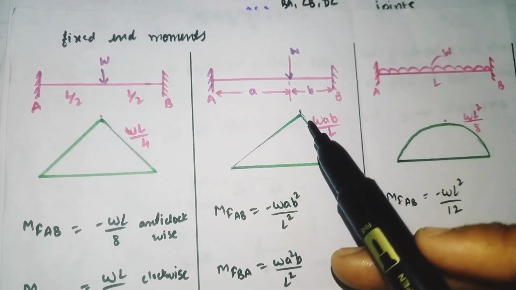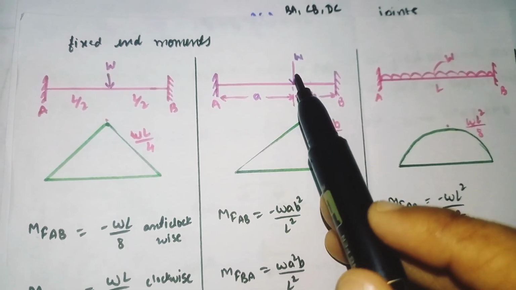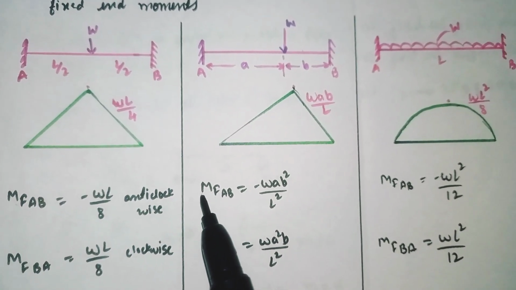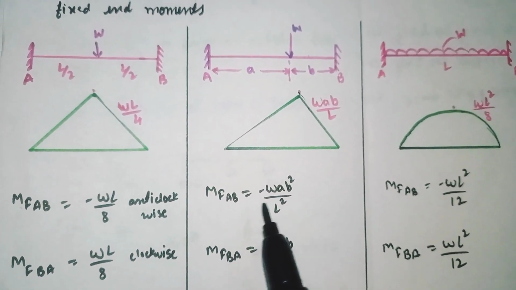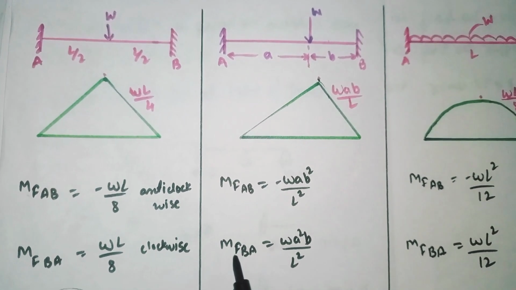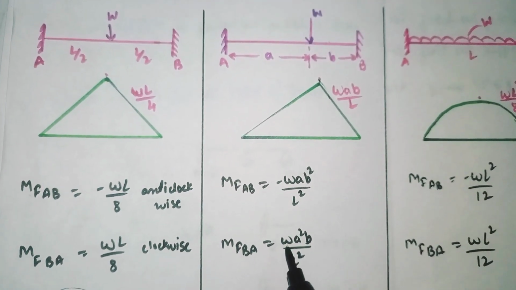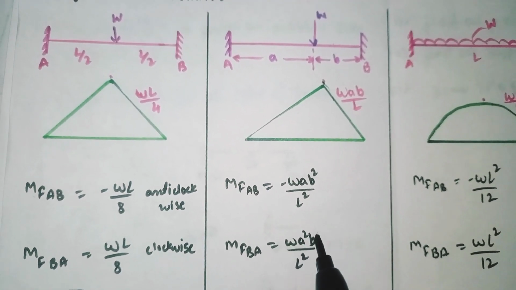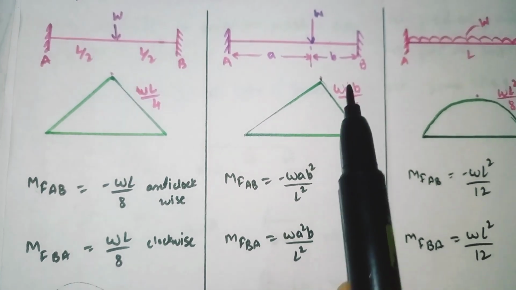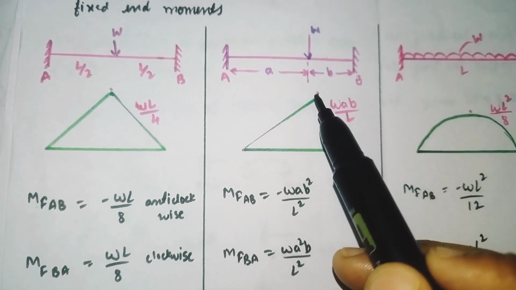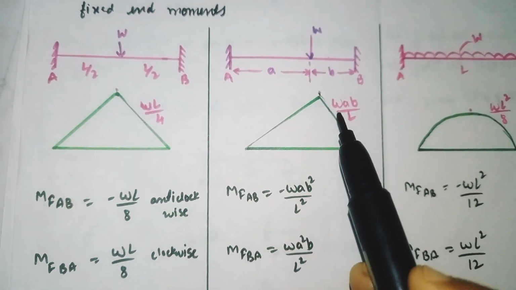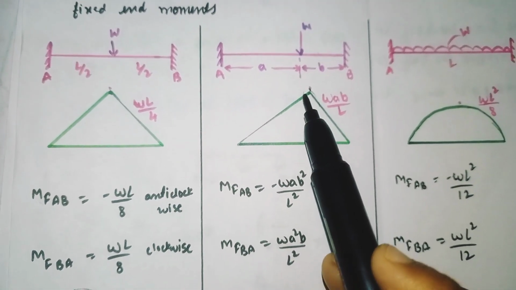And when it comes to a beam like this, where the load is not acting at the center, we need to use the formula MFAB is equal to minus WAB square divided by L square. For finding the fixed end moment for BA, we have to use the formula WA square B divided by L square. We need to apply this for finding the fixed end moment for BA. And to find out the maximum height of this, we have the formula WAB divided by L. So by using this, we'll get the maximum height of this.